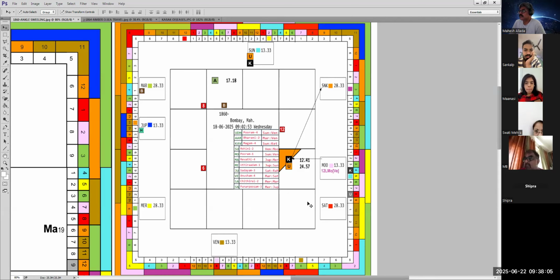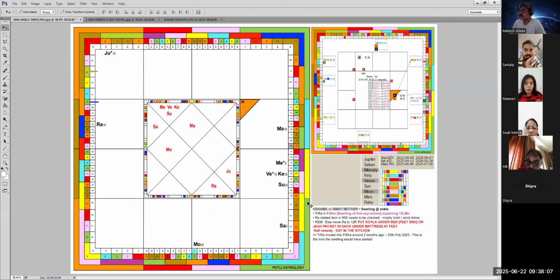Okay. So now if you go to that person's D1 chart, what can you see? I want you all to analyze it now. If possible, don't see this.